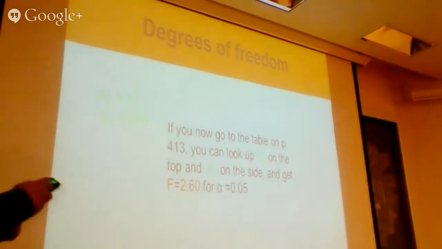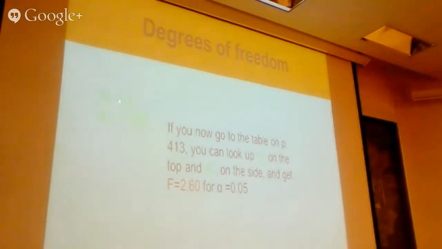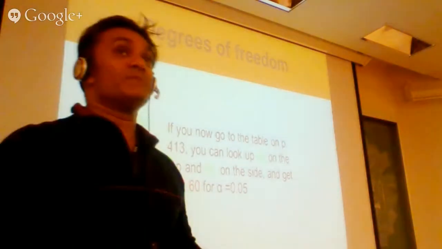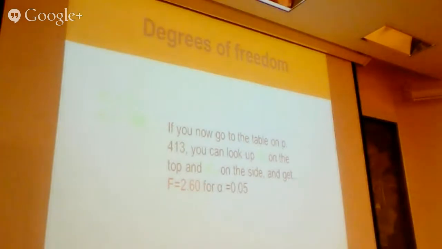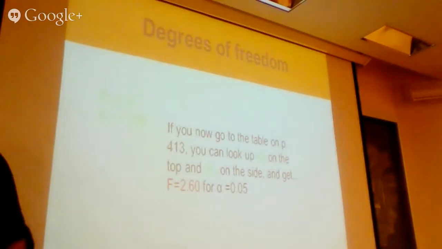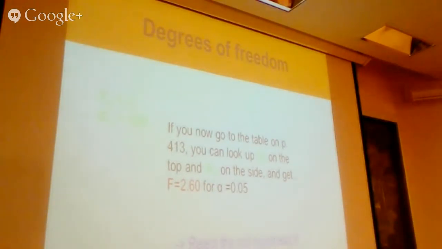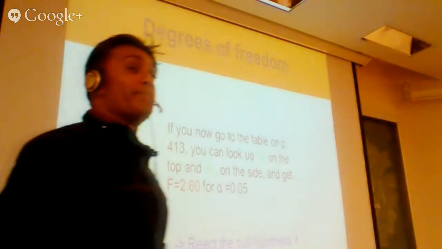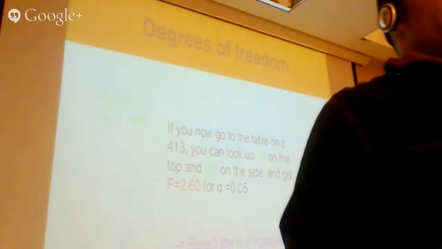Okay, so if I go to the back of the book and I look up the degrees of freedom for these numbers, I get F equals 2.60 at the alpha of 0.05, which means that's my target. That's the F that I'm going to try to compare my F to. Now I've got to compute my F. So I'm going to reject the null if the F from the table is less than the F that I'm calculating. I want my F to be bigger than the table F.